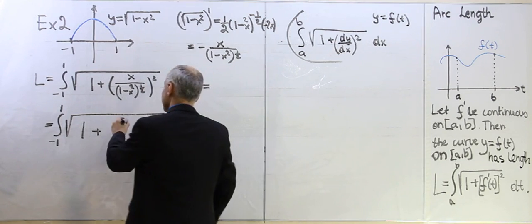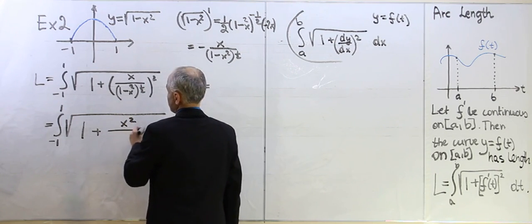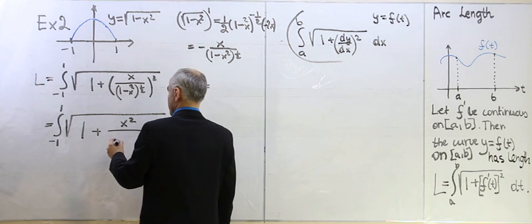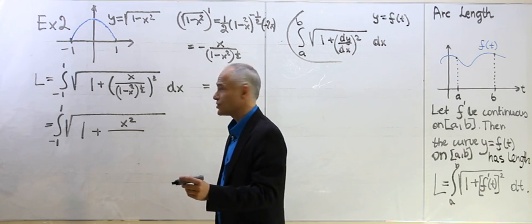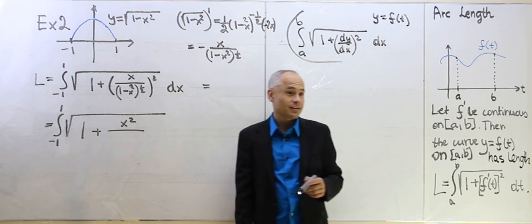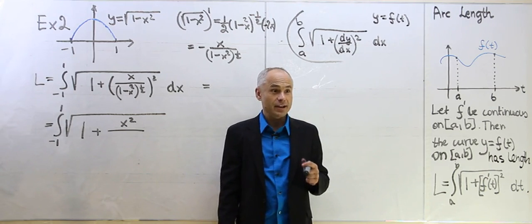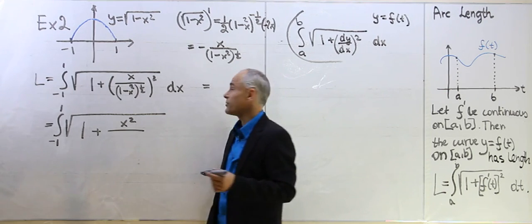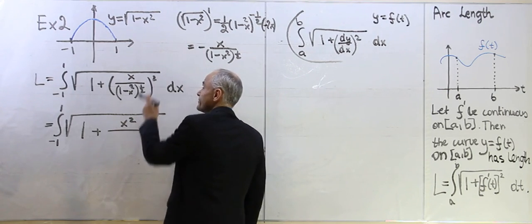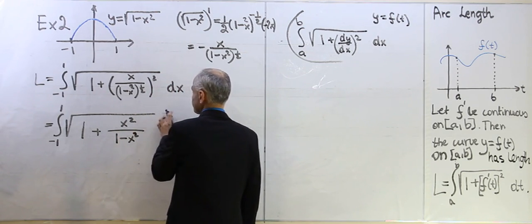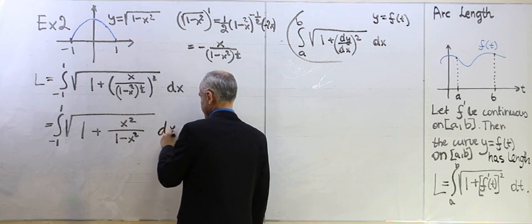We square the numerator, and if I square the denominator, what do I get? 1 minus x squared to 2 plus 1/2? No, 2 minus 1/2. Okay, can somebody explain why this is wrong? You're not adding or subtracting exponents here. You're actually multiplying them. So you get 1 minus x squared dx.